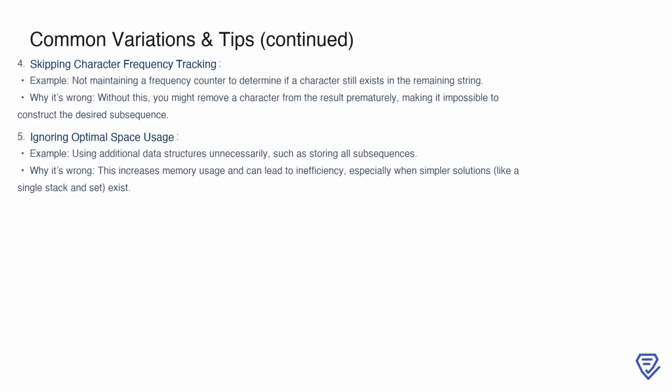Another mistake to avoid is skipping character frequency tracking. Without a frequency counter, it's easy to remove a character from the result prematurely, which could make it impossible to construct the desired subsequence later. By maintaining a frequency map, you can ensure that each character is processed correctly.